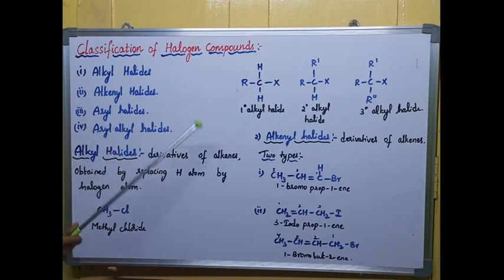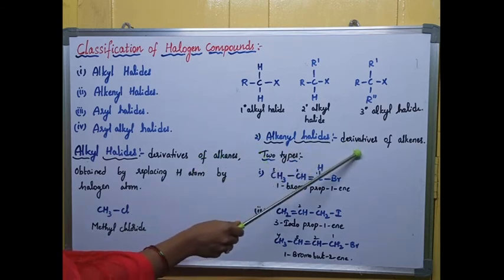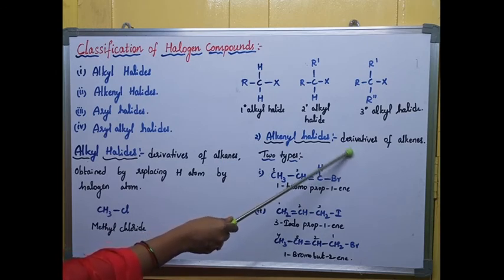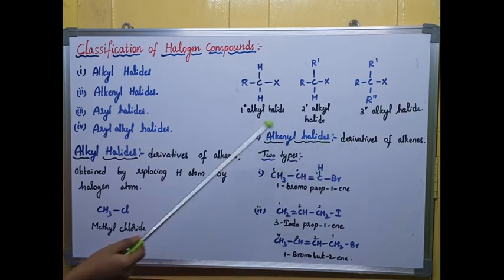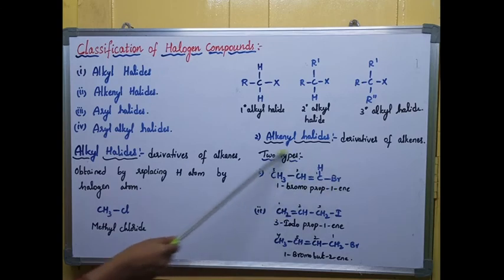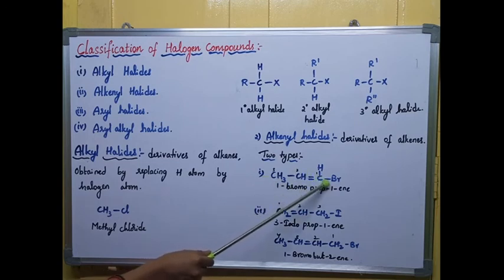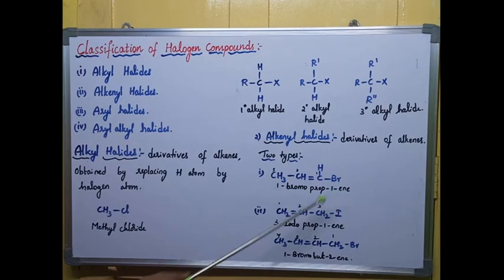Next, the second one is alkenyl halides. Alkenyl halides are obtained from alkenes. In alkenes, if I replace any hydrogen atom with a halogen, then it is an alkenyl halide. You can see this example, an actual example of propene. In propene I replace one hydrogen and put bromine here. Then it is called 1-bromo-prop-1-ene.